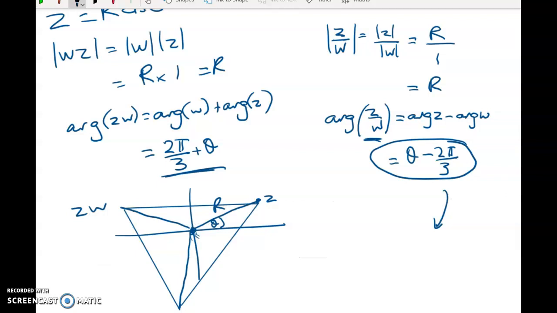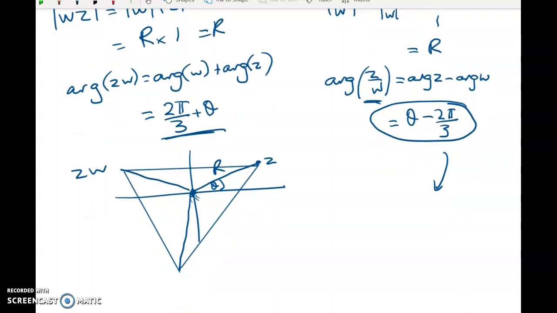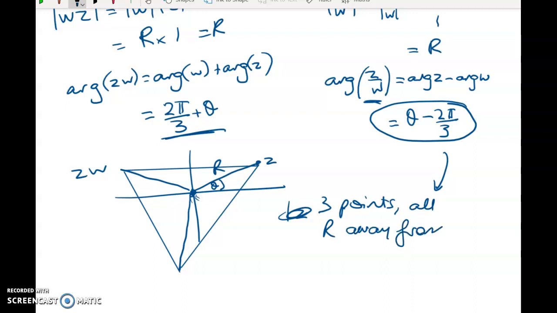So what can we say? Well, we can say that we've got 3 points, all the same distance away from the origin, and we've got the angle in here is 2 pi on 3. So I'm going to do some labeling here. So this angle is 2 pi on 3.